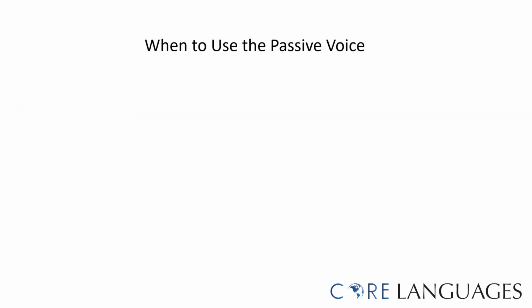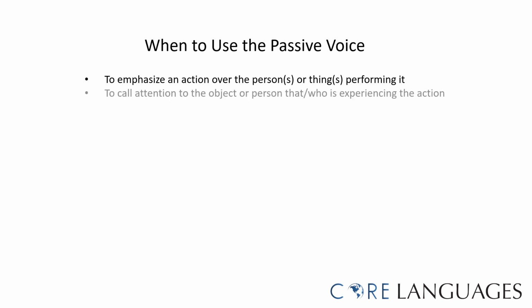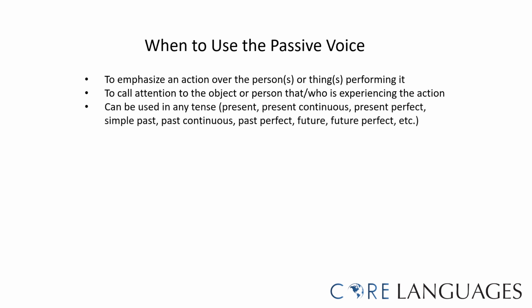There are different times and instances when we use the passive voice. We use the passive voice to emphasize an action over the person or the things that are performing the action. We use the passive voice to call attention to the object or person that or who is experiencing the action. The passive voice can be used in any tense: the simple present, the present continuous, the present perfect, and so on.